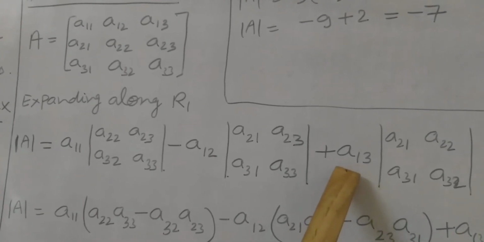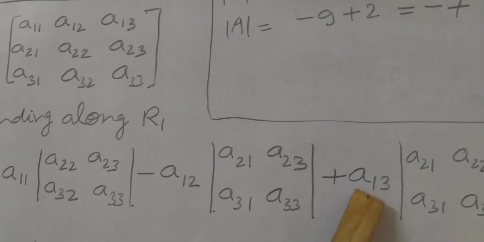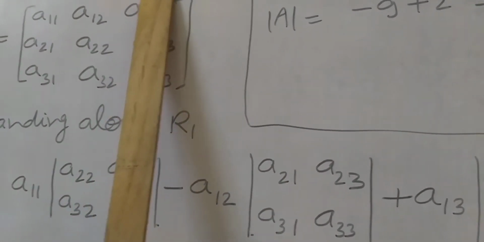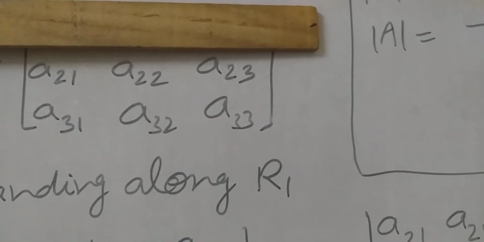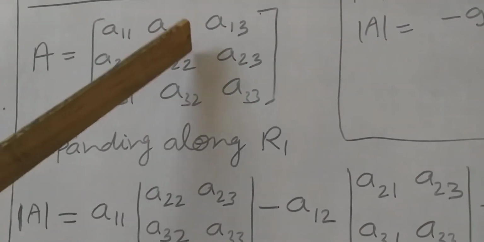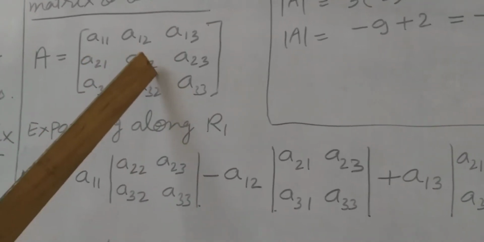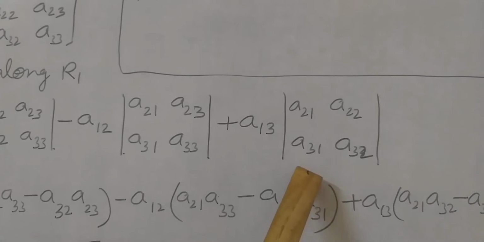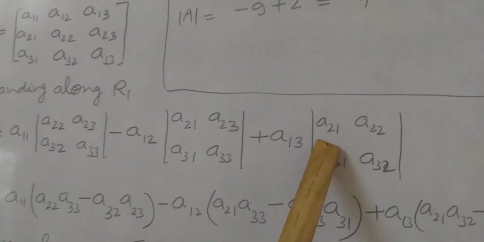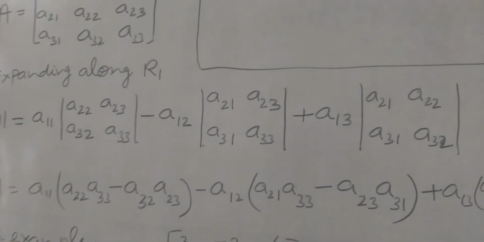Okay, now the row and column we have to delete in which A13 lies. A13 lies in third column. So third column deleted. And A13 lies in first row. The first row will be deleted. So what are the left values? These four values are left, student. A21, A22, A31, A32. So these four values should be written here. A21, A22, A31, A32. Correct?